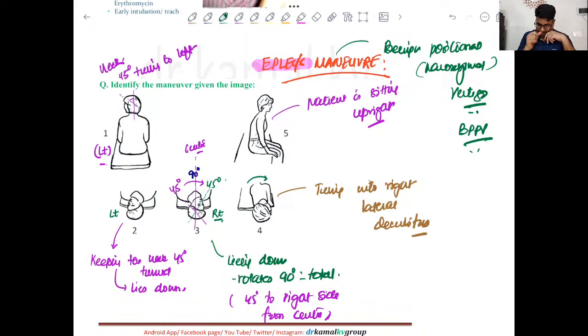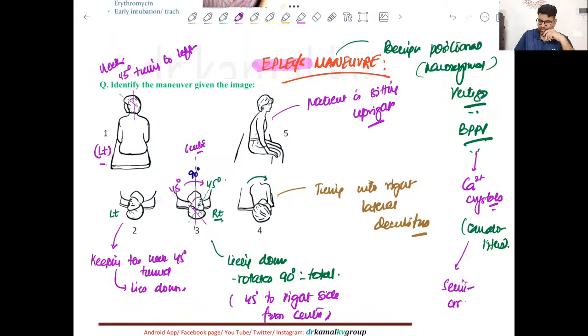Now why do we actually do this? Because in this condition, benign paroxysmal positional vertigo, there is formation of calcium crystals. Okay, and these are known as canaliths. These canaliths can come into the semicircular canal, right? So they can skip into the semicircular canal, and if they do so, this can result in vertigo. Clear? So this is the problem.